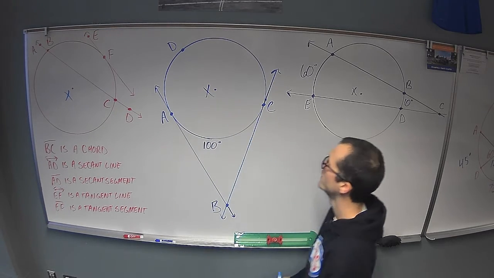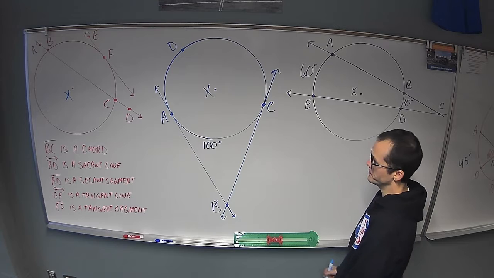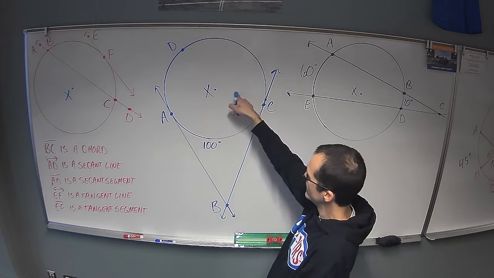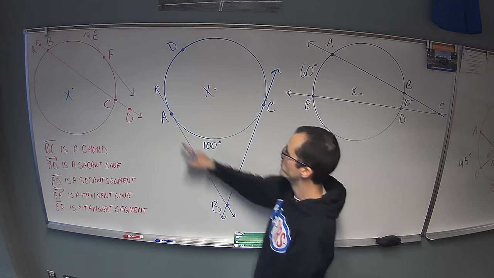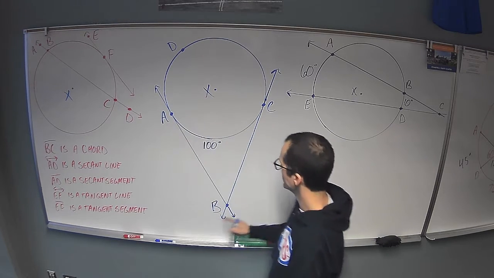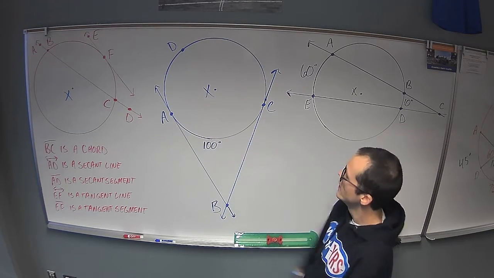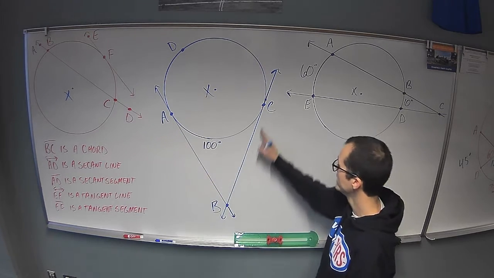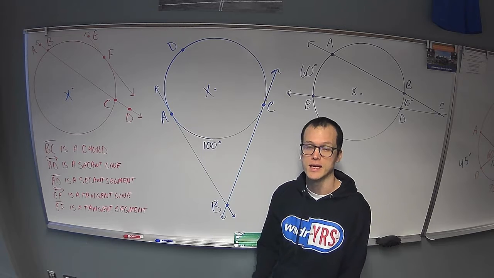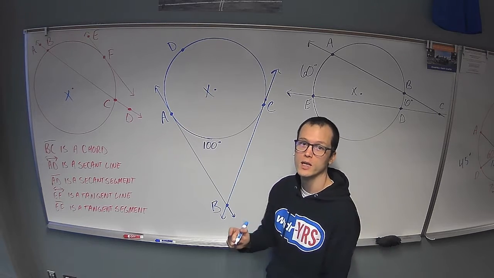Here we go. This blue situation here, we have circle X again. We have two tangent lines meeting here at a common point B. So BA is a tangent line, BC is a tangent line. We've previously studied a tangent segment theorem that would say that AB and BC have the exact same length. That's cool, but that's not what we're talking about today.